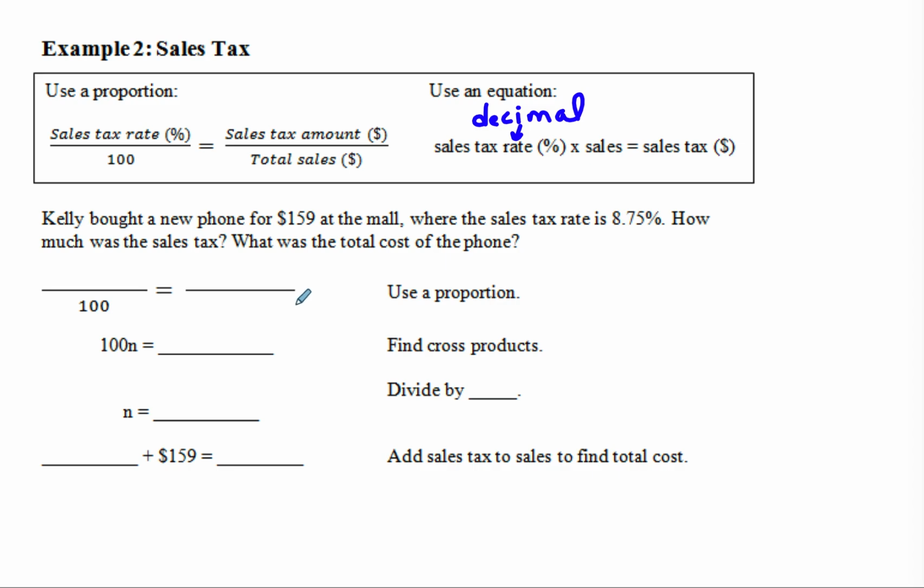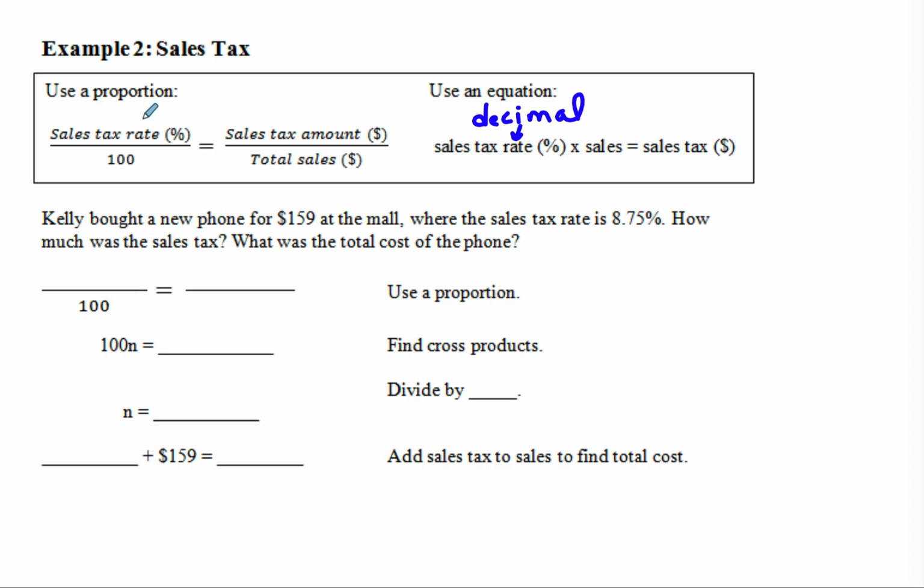All right, so let's go ahead and try this problem. Kelly bought a new phone for $159 at the mall, where sales tax rate is 8 7/75%. How much was the sales tax? What was the total cost of the phone? They're asking us two different questions here. First one, what's the sales tax? So let's go ahead and figure that out.